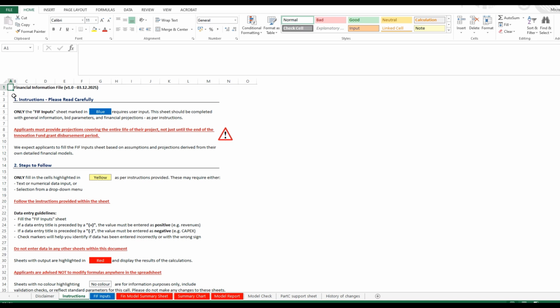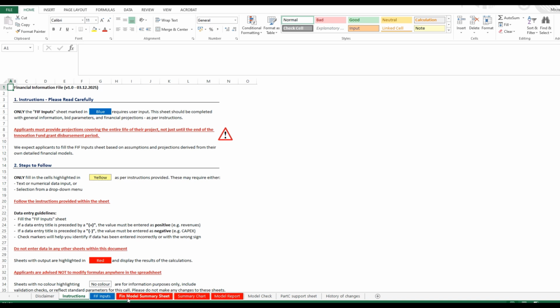Key points to note. The template contains sheets in three main colors: gray, blue, and red. Gray sheets include the disclaimer, instructions, model check, Part C support sheet, and the history of changes. The blue sheet, called FIF Inputs, is the one you need to complete. This is the core of the template and should be your main focus. Red sheets display calculation results automatically and must not be altered.